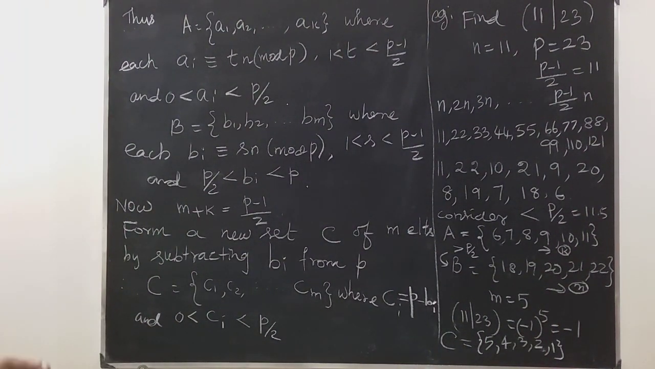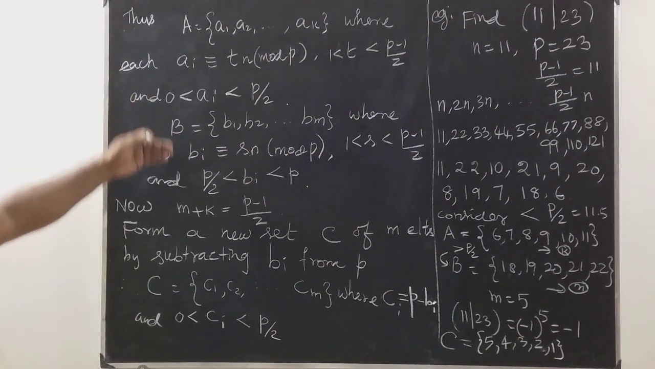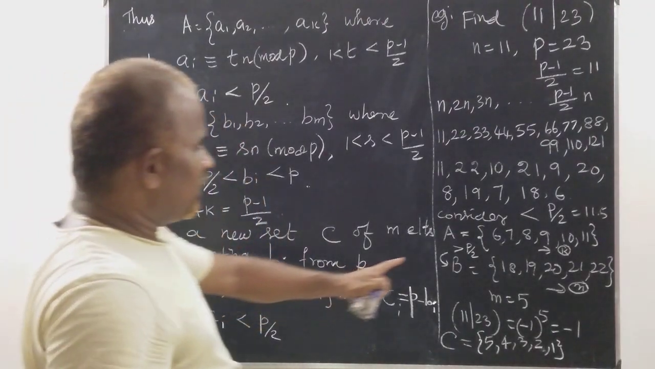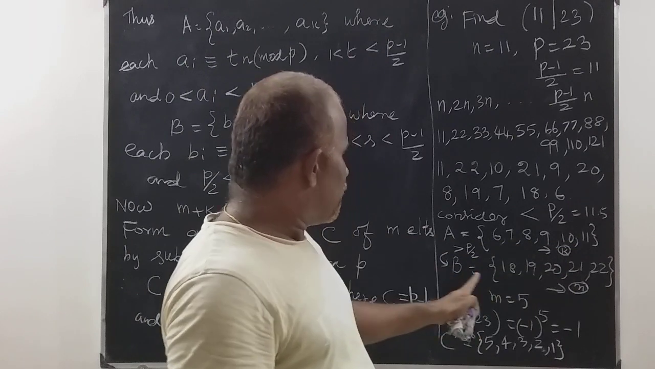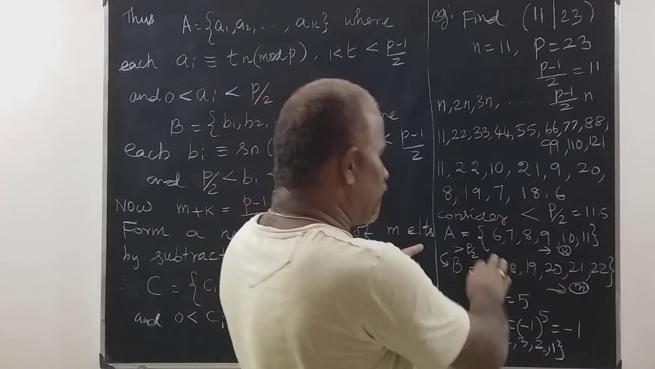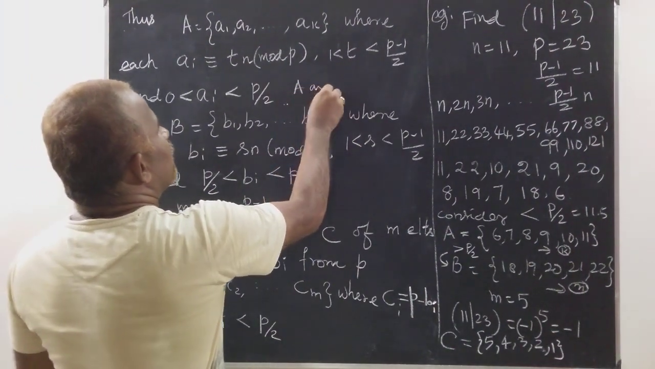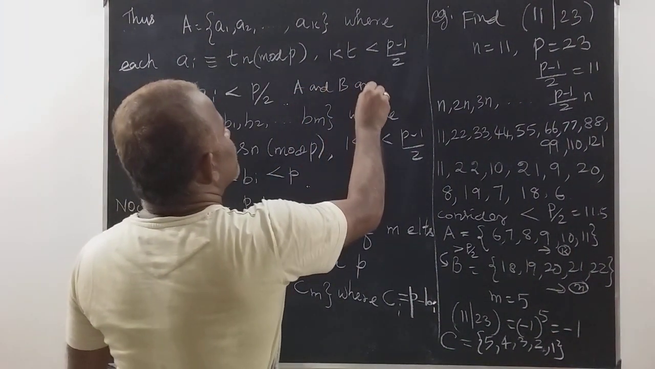Okay, then now I already know that A and B are disjoint. Here A is 6, 7, 8, 10, and B is 18, again because A is less than P by 2 and B is greater than P by 2, definitely A and B are disjoint.